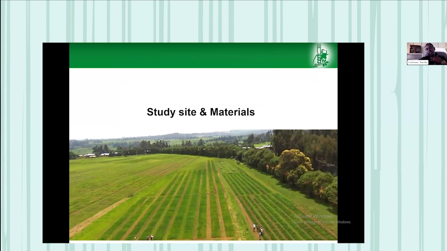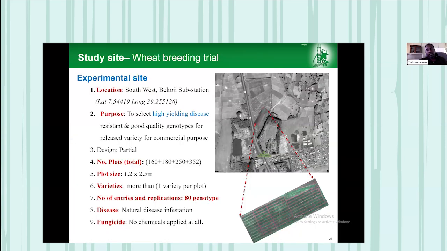This is the study site which I worked on with my colleagues. It's located in the southwest part of Ethiopia, called Bakoji, and the purpose is to select for high yield and disease resistance. The total number of plots is almost 1,000, with different varieties, and the diseases are under natural disease infestation.